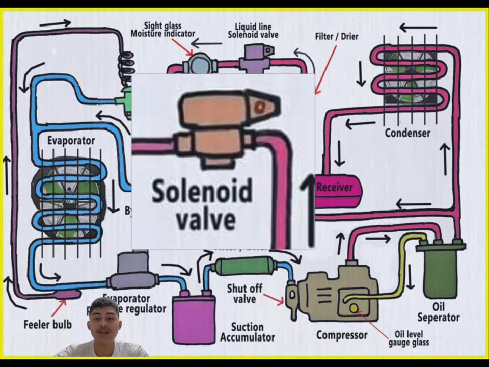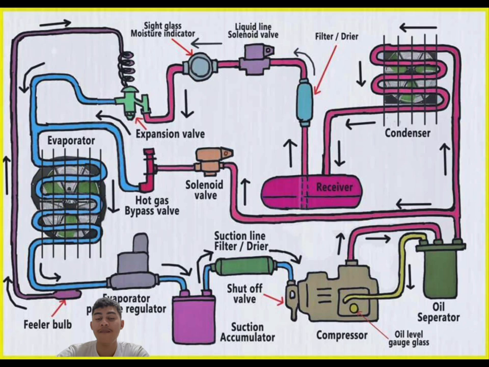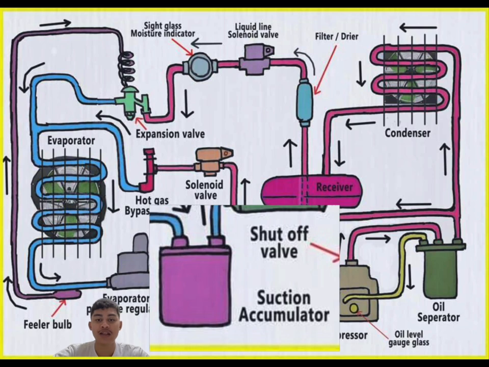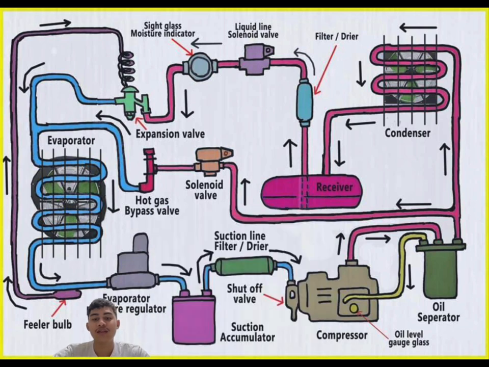Then we have the solenoid valve on the bypass line. The function of this is to control the flow of hot gas into the evaporator, controlled by a thermostat or controller based on evaporator temperature and pressure. Then we have the suction accumulator. It prevents liquid refrigerant from entering the compressor, or liquid slugging. Only vapor should enter the compressor.